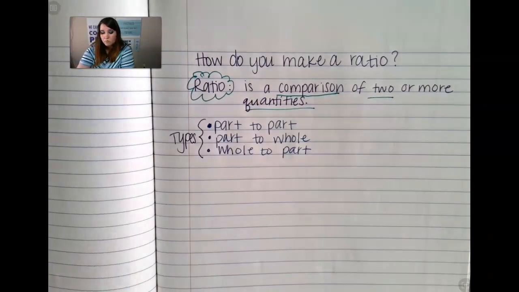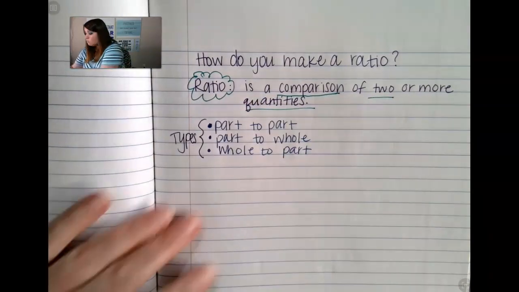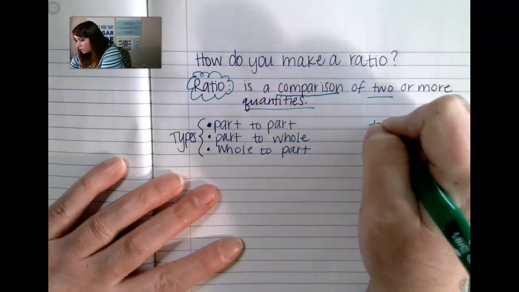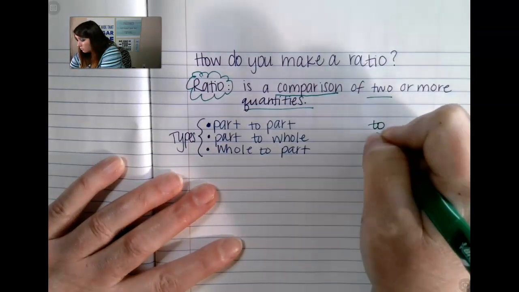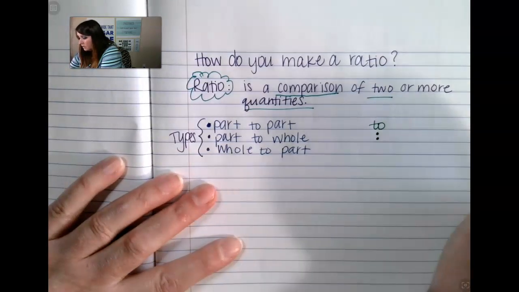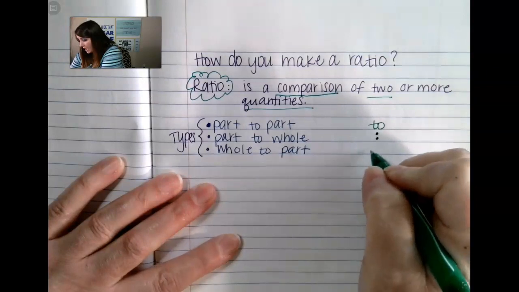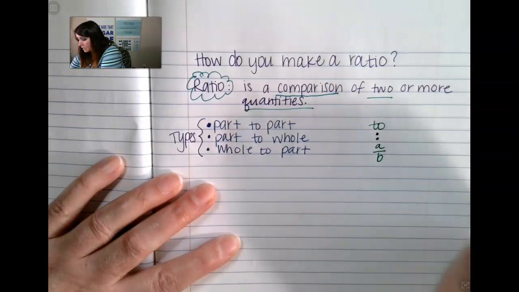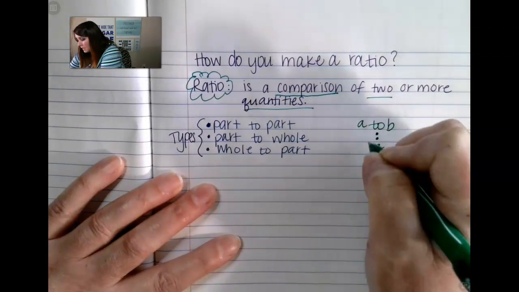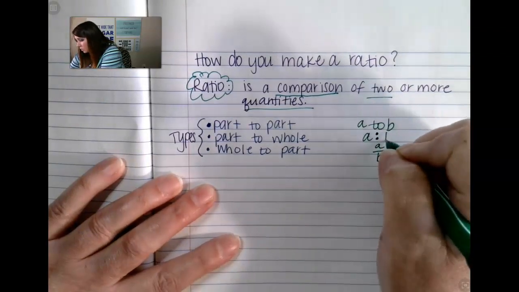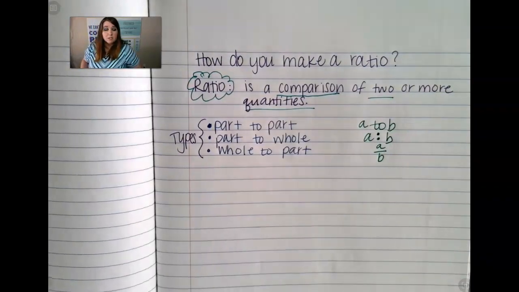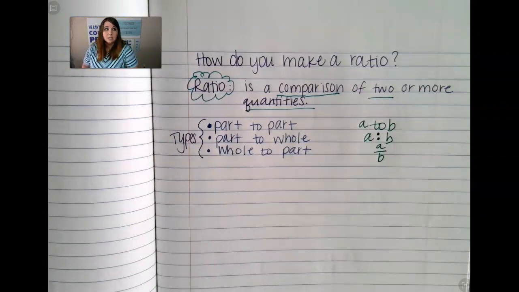And the way that we write ratios, we can write them with the word to, you can write it with a colon, or you can write it as a fraction, like A over B. So you can write it as A to B, A colon B, or A over B. And remember that those letters represent something different. So let's look at what this actually means.